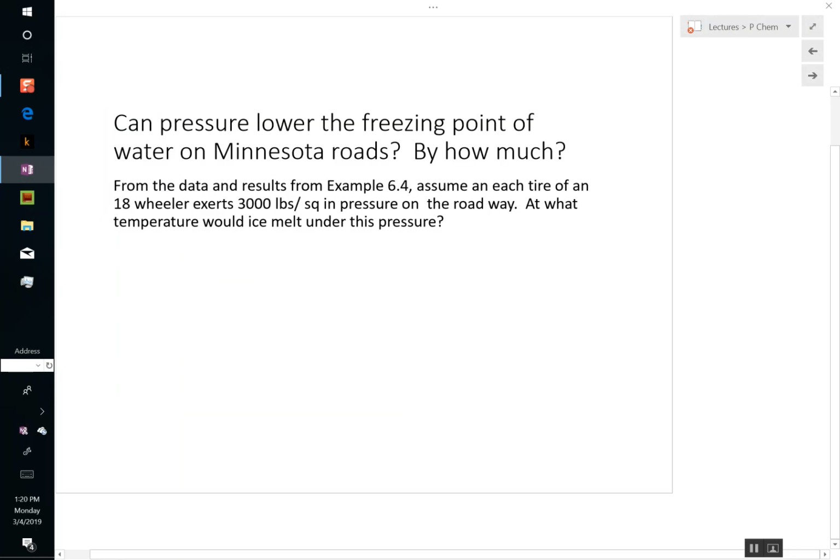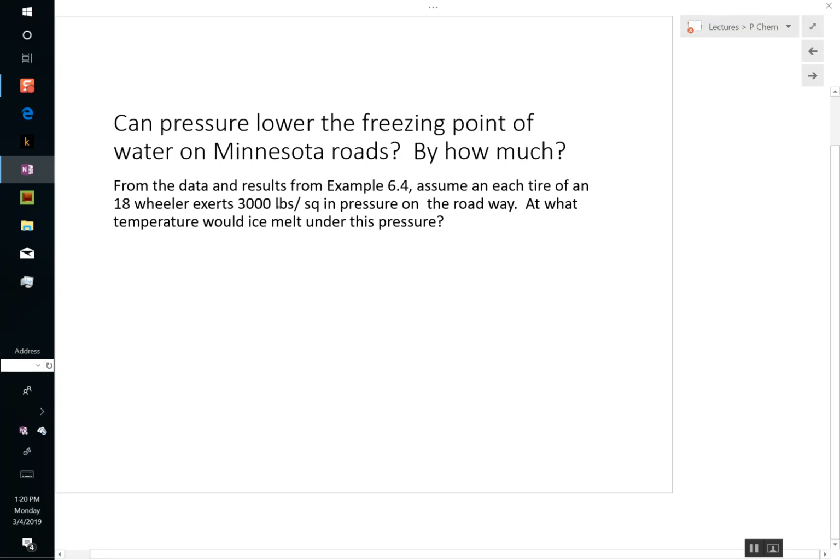Here's one. Can pressure lower the freezing point of water on Minnesota's roads? By how much? So I'm kind of answering the question. From that problem right there, I got to thinking, these 18-wheelers going down the road. Have you ever gone down the road when it's really, really cold? I know they're putting salt on the roads around here, but there are times when you're going and you say, this road is wet, but it's really cold. It's really cold here right now.